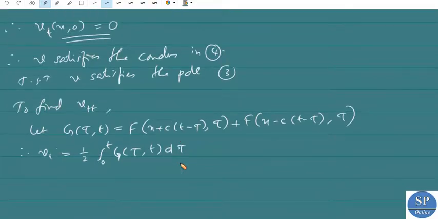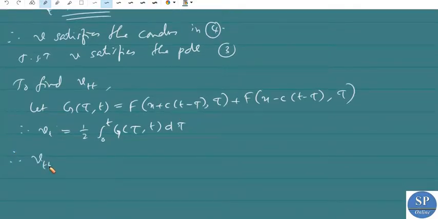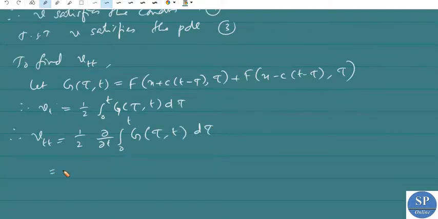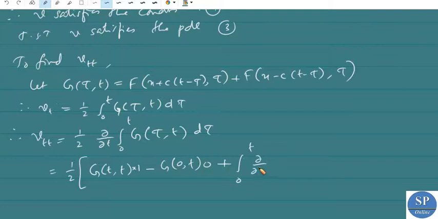Now we can apply the Leibniz formula. Therefore the second derivative V_tt is equal to 1/2 ∂/∂t of the integral from 0 to t of G(τ, t) dτ, which is nothing but 1/2 times G(t, t), first replacing τ by t, into the derivative of t with respect to t, that is 1, minus G(0, t), replacing τ by 0, into the derivative of 0, that is 0, plus the integral from 0 to t of ∂/∂t of G(τ, t) dτ.